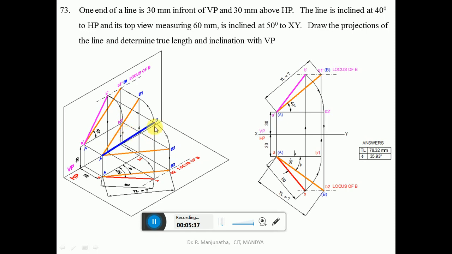Now we have to consider again the line which is in space, AB. If the line has to show its true length in HP, obviously the line has to be parallel to HP. With A as center, take the radius of AB and draw an arc such that both A and B2 will be above HP by 30 mm. When you look from the top view, the image is going to be on this locus. So you get this point B2 here, and the point here which is A. This is going to be AB2, the line which is in true length.